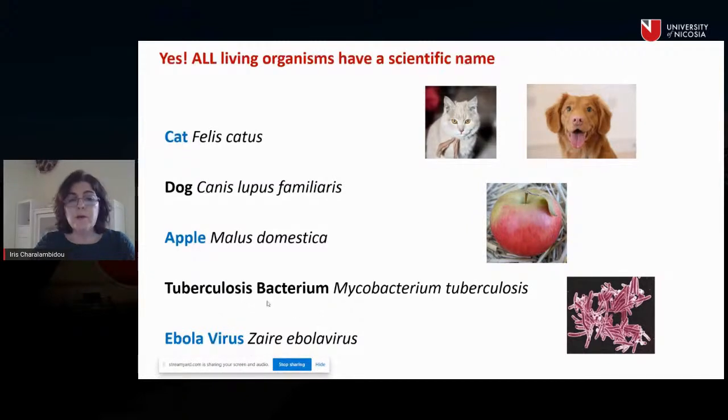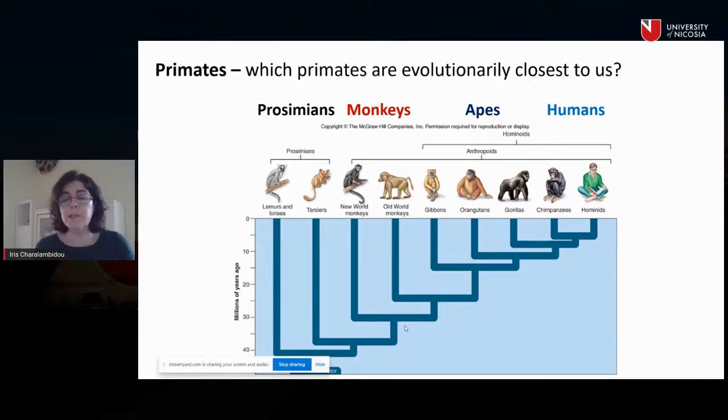have scientific names. The bacterium that causes tuberculosis has the scientific name Mycobacterium tuberculosis. And as Dr. Vicky showed you earlier, viruses also have names. The scientific name of the virus that causes the disease Ebola is Zaire Ebola virus. So it's important to realize that all species have a scientific name.